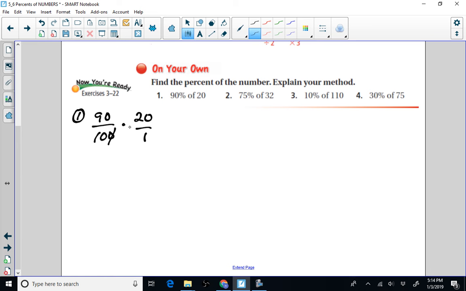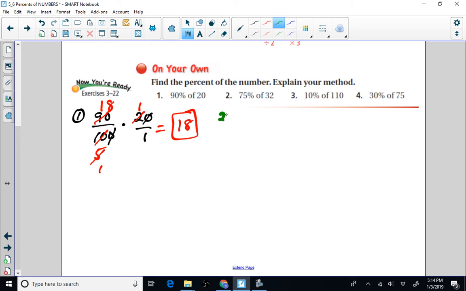Right, I can divide out 0 and 0 here. What else can I divide out? 2 and 10 becomes 1 and 5. But then I can divide out 90 and 5. 90 and 5 goes what? That becomes 1. That becomes 18. Then I can multiply numerator times numerator, denominator times denominator. 90% of 20 is equal to 18 for problem number 1.